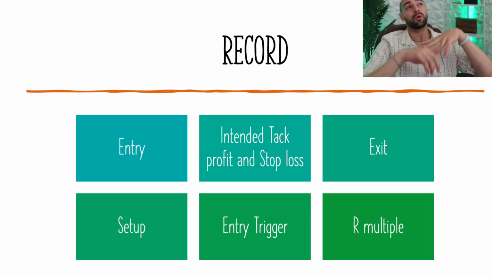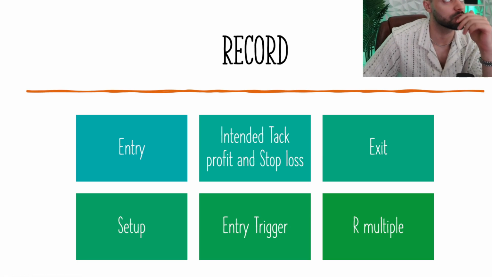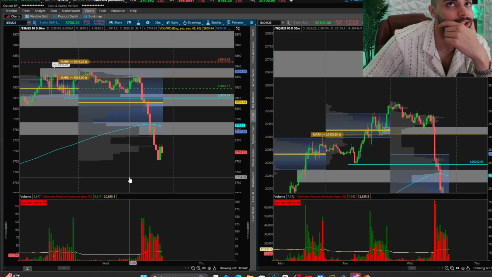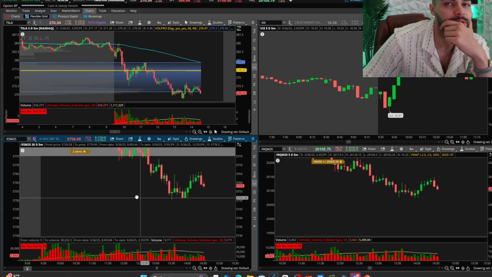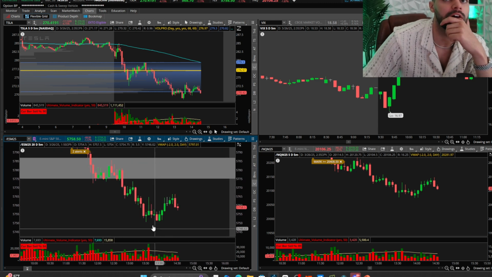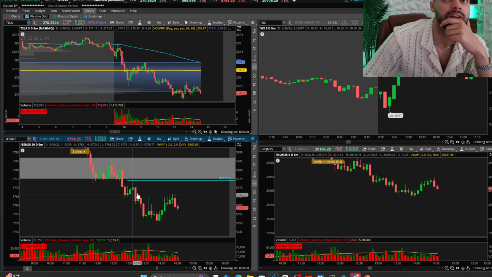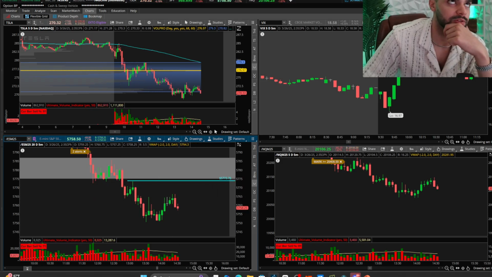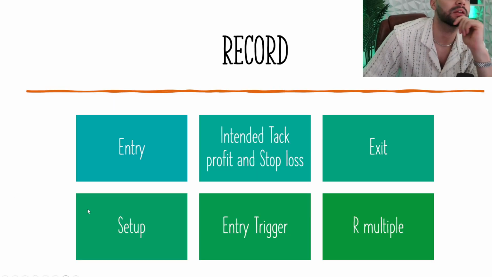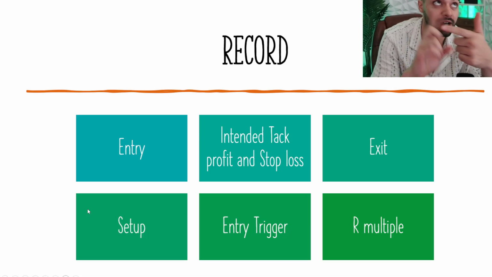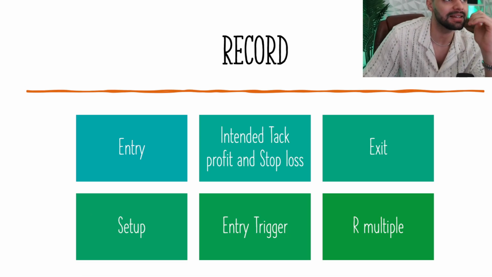So a lot of people, right? Let's say you get in a trade, and this happens more often than not. Let's just use this as an example. Let's say you get into a long right here, right? You intend to take profit all the way up here, but you end up getting out here because you're scared. You get out early, right? So what you need to track is not only where you actually got in and out, but where you intended to get out, right?